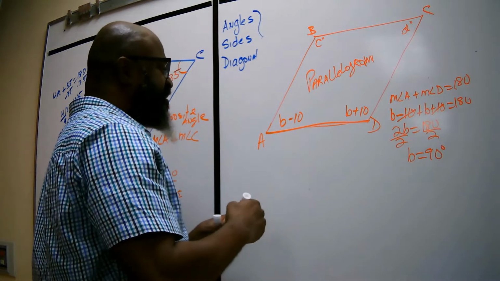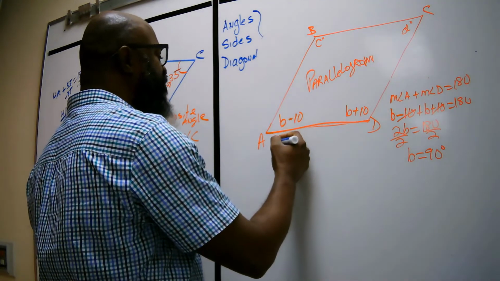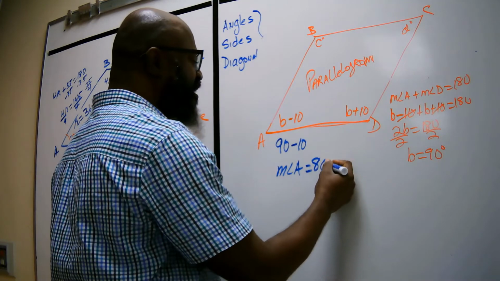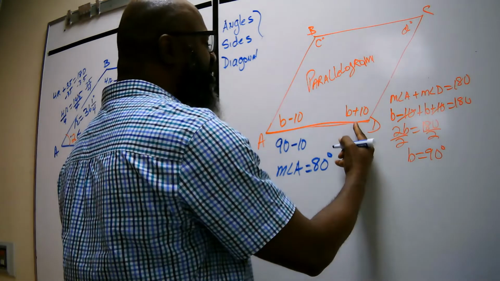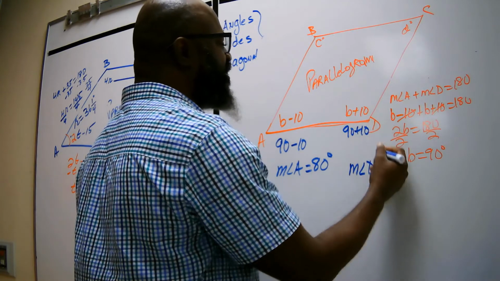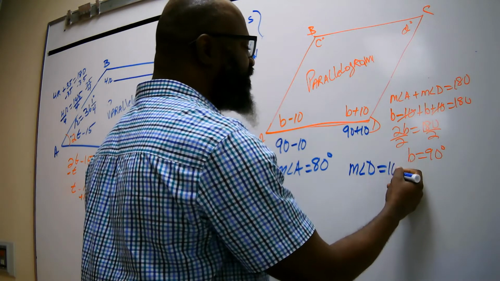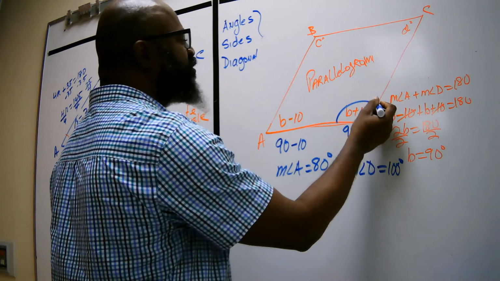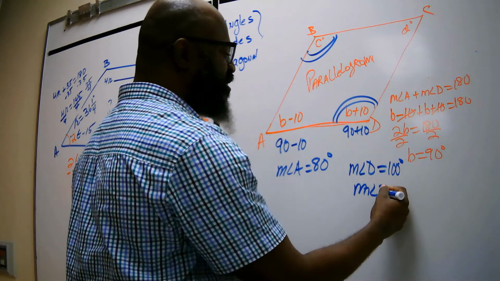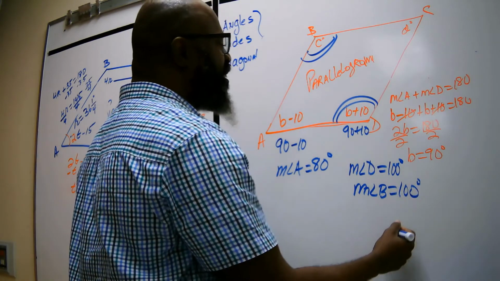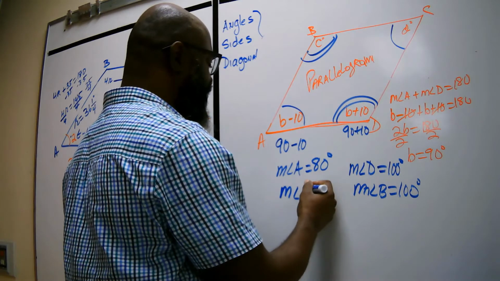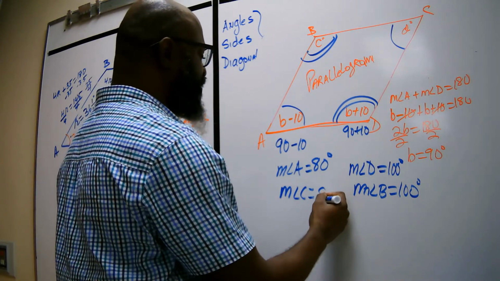So I only found B. Now I need to find the measure of angle A. The measure of angle A will be 90 minus 10. The measure of angle A will be 80 degrees. Right? The measure of angle D will be 90 plus 10. The measure of angle D will be 100 degrees. So since opposite angles are congruent, angle B will also be 100. Angle B will be 100 degrees. Right? And angle A is opposite to angle C. Therefore, the measure of angle C will be 80 degrees.